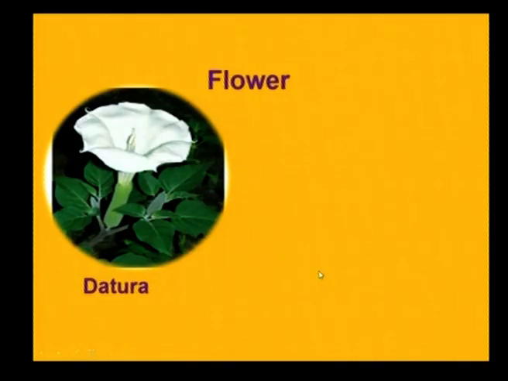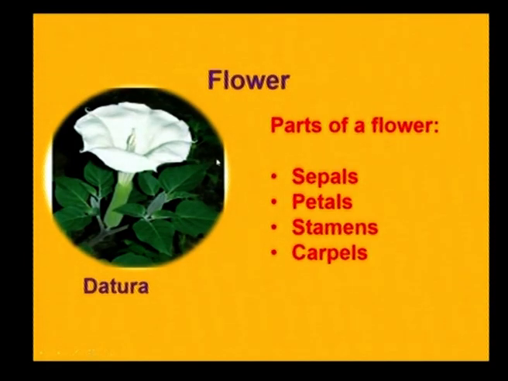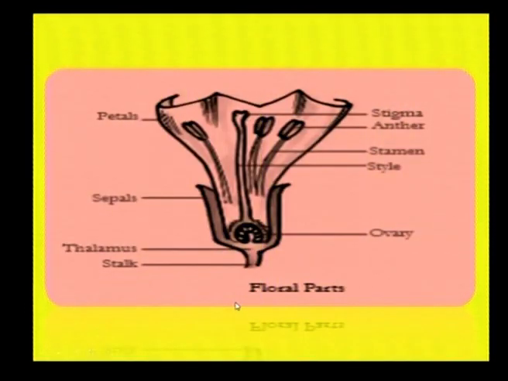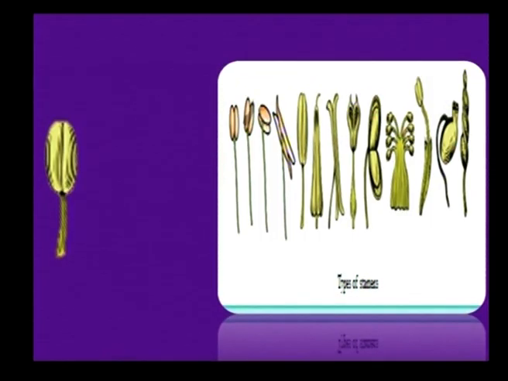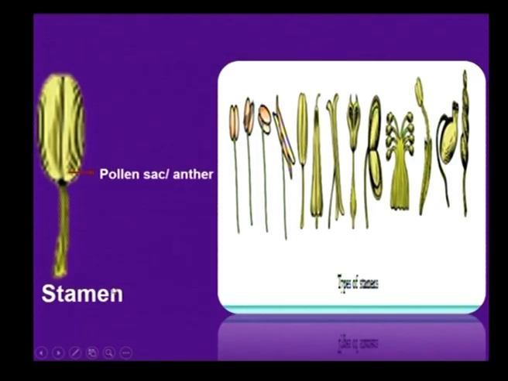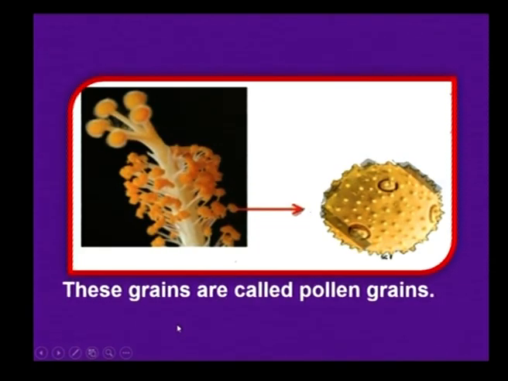Let us know about the parts of a flower. This is datura. The parts of the flower are sepals, which protect the inner parts; petals, which may be attractive or give fragrance; the male part of the flower, the stamen; and the female part of the flower, the carpels. This is the diagrammatic representation of floral parts. These are different types of stamens present in different flowers. This is the male part of the flower, and it contains two parts: the pollen sac or anther, and the filament. The pollen sac contains pollen grains, which are microscopic in nature.